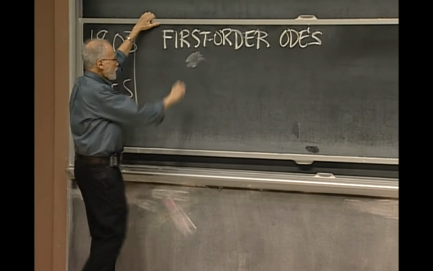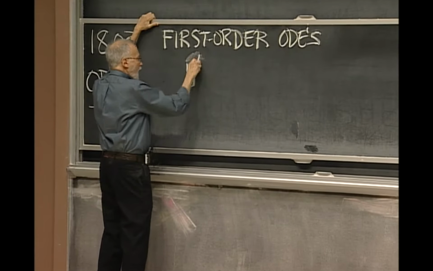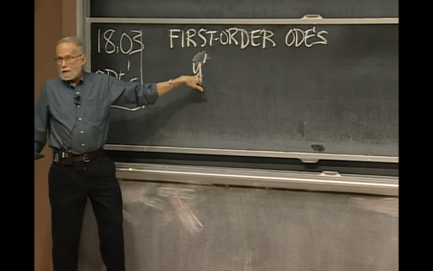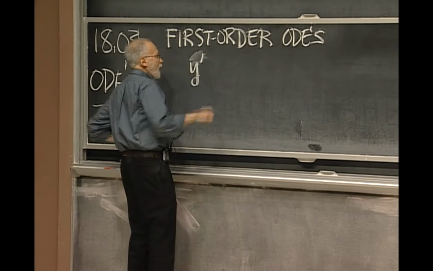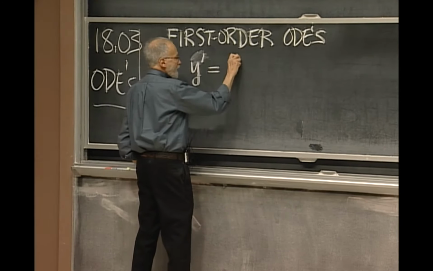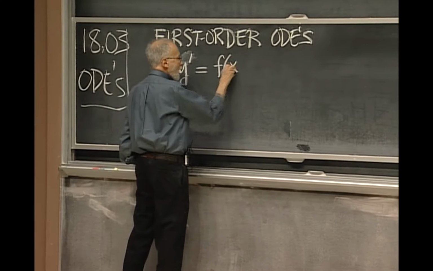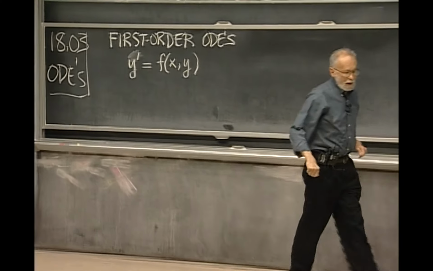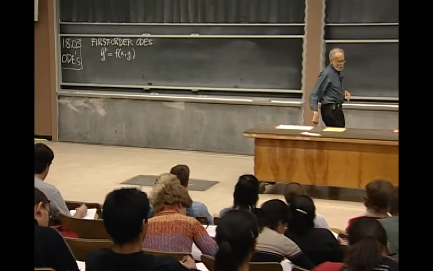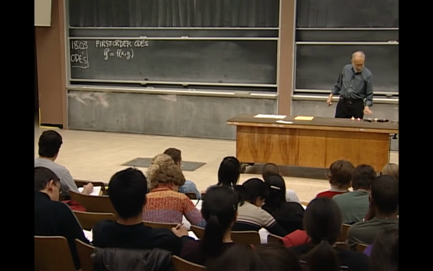Which in standard form are written: you isolate the derivative of y with respect to x, let's say, on the left-hand side, and on the right-hand side, you write everything else. You can't always do this very well, but for today, I'm going to assume that it has been done and it's doable.